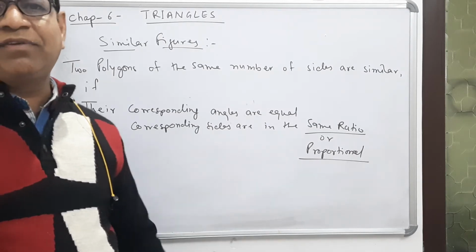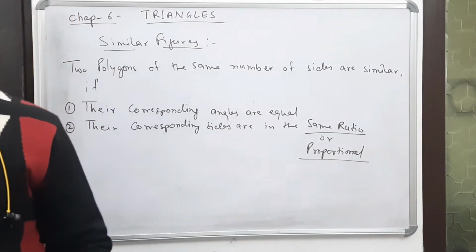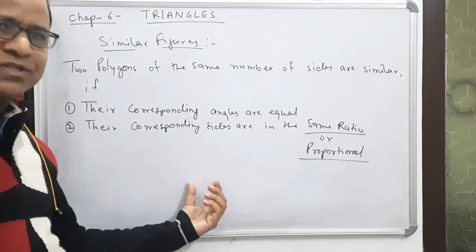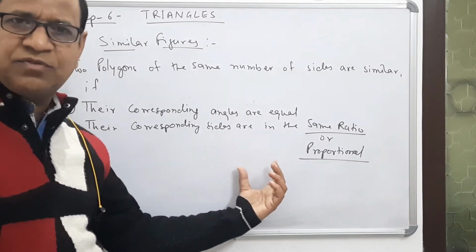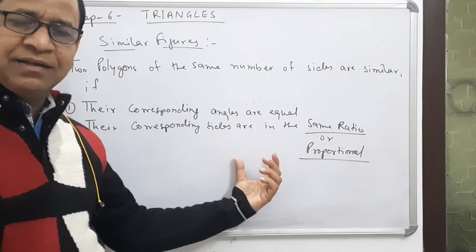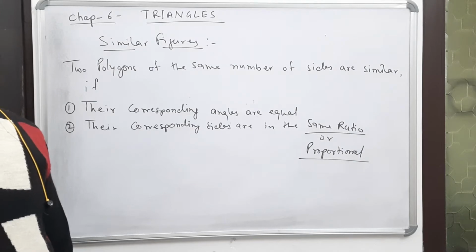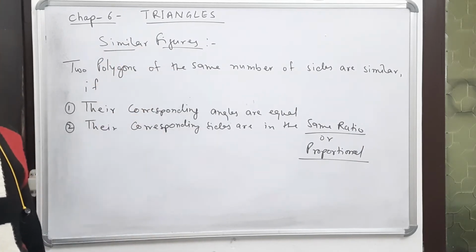You know, sometimes when we get photographs, we get the stamp size photograph, the passport size photograph and the postcard size photograph of the same click. Then all these three are similar to each other. That is the meaning of similar figure.